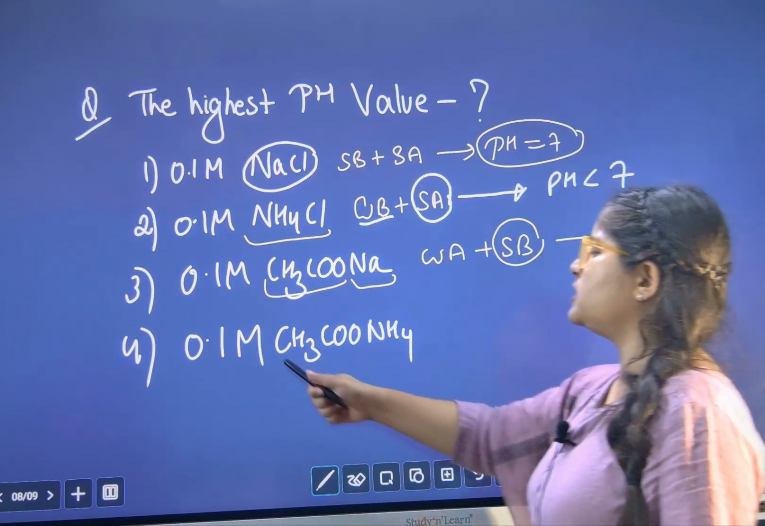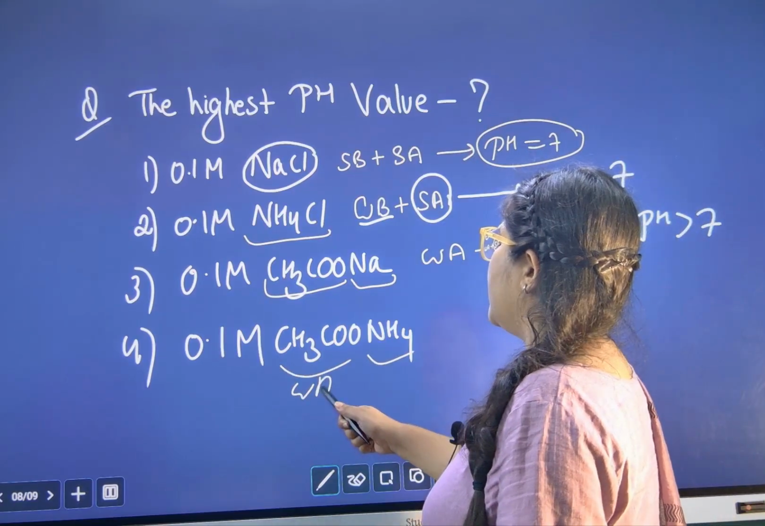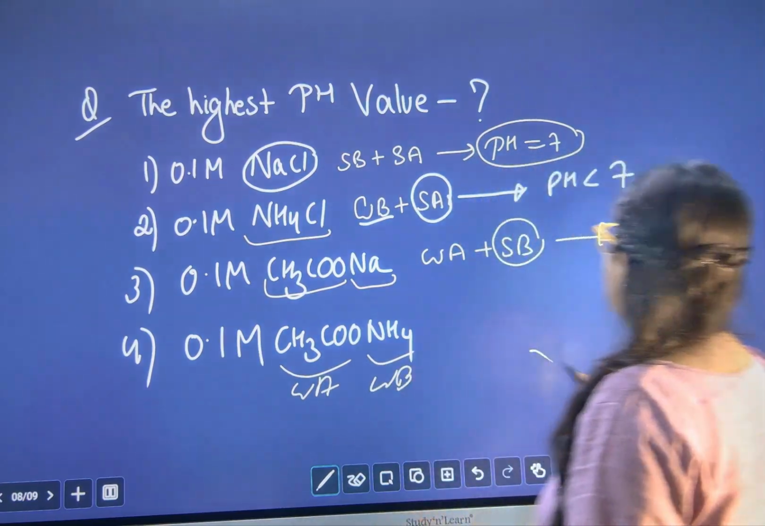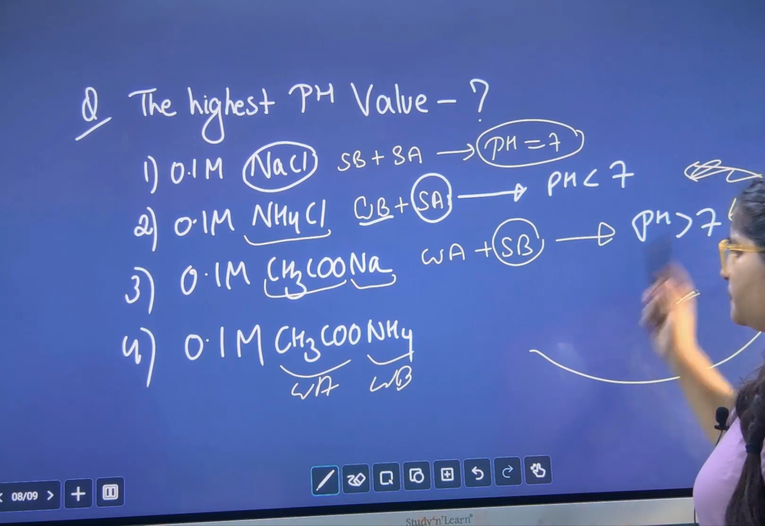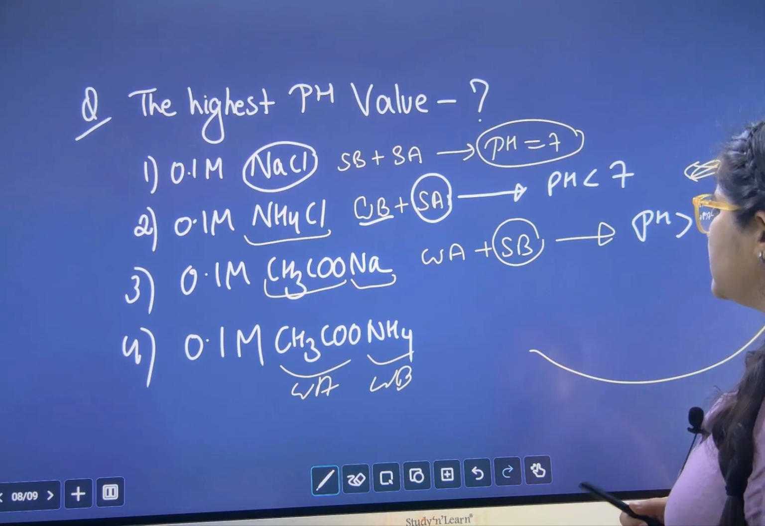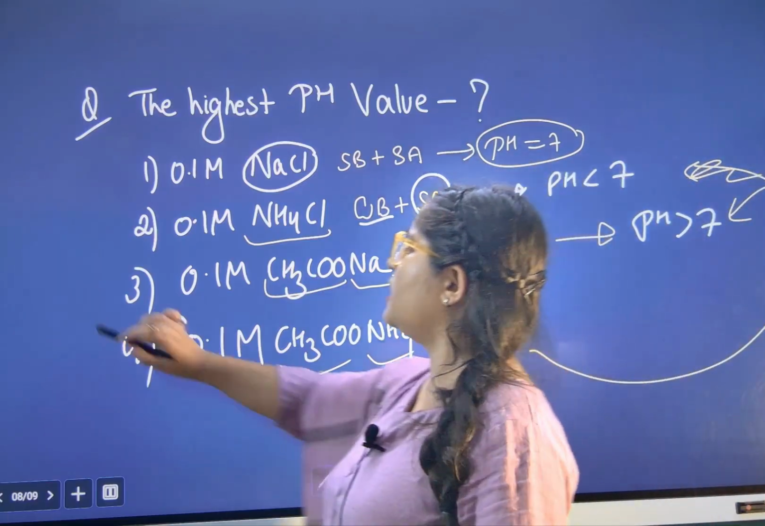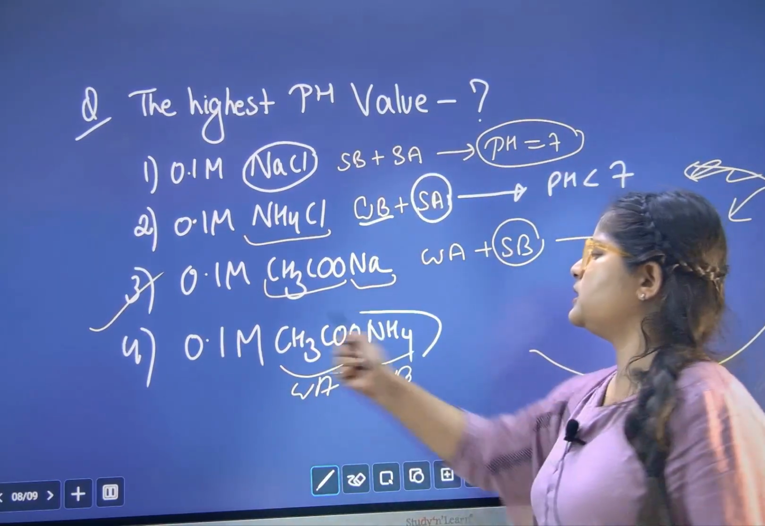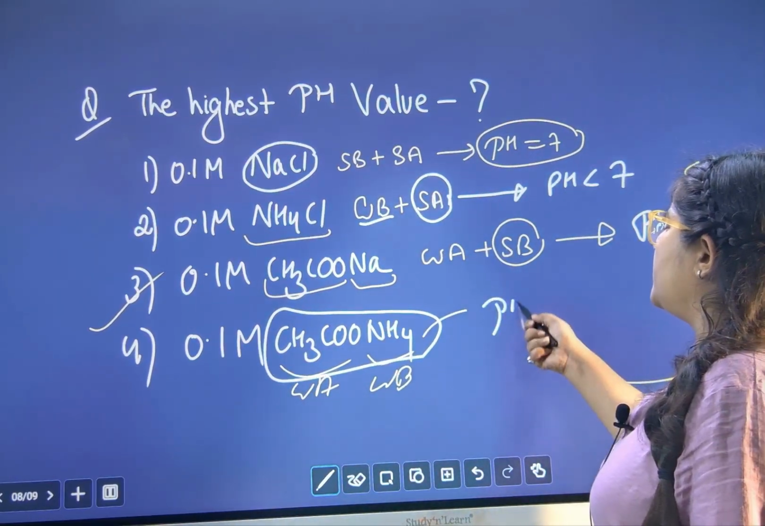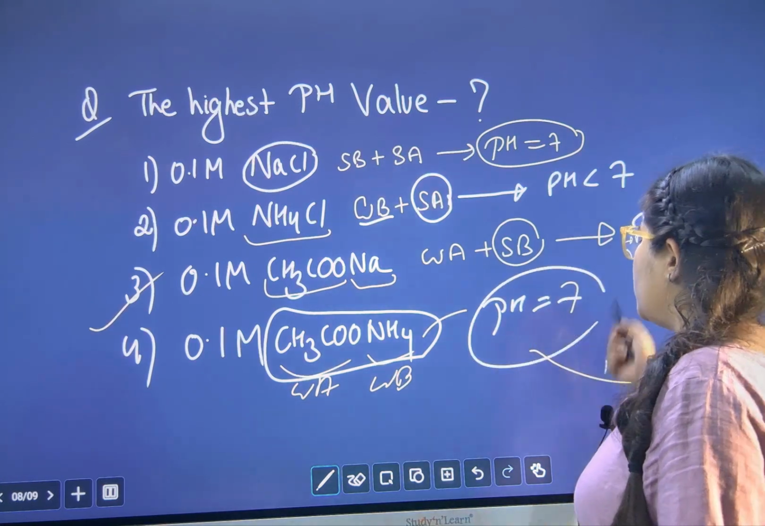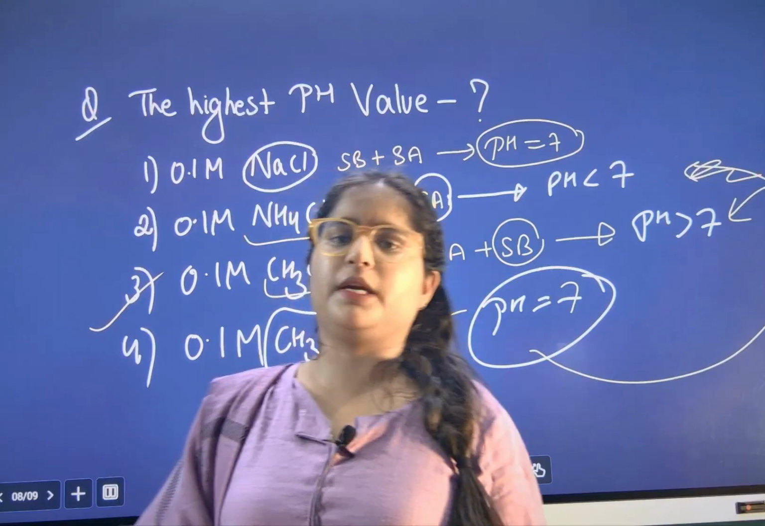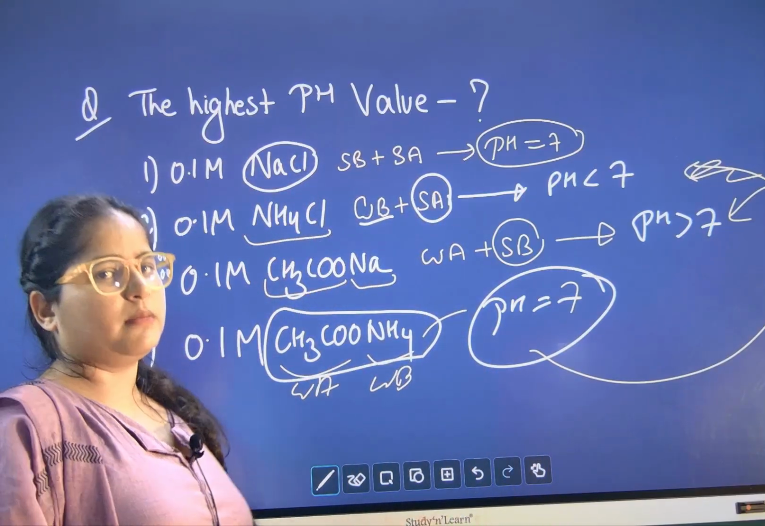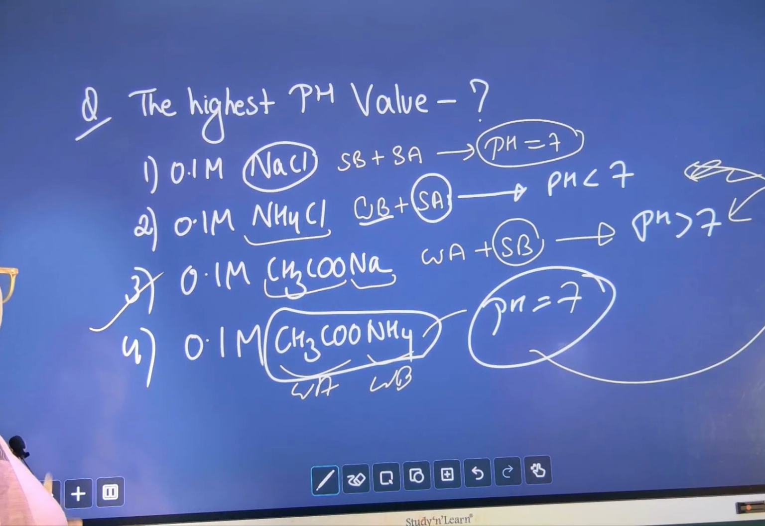Now here CH3COONH4, both are weak acid and weak base. So definitely it will be less than this, right? That is our strong base, pH more than 7. So who will have the greatest pH here? 3. And if you want to remember, this is the only case which has pH equal to 7, since pKa is equal to pKb in this salt case. You remember that.